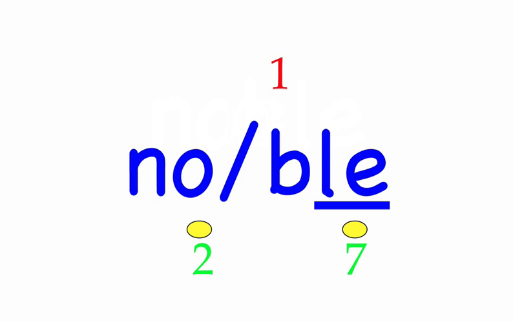LE is a vowel team. This is vowel group 7. When you have a word that ends with a consonant followed by LE, the L and E represent a vowel sound in the word, and you put the 7 under the LE team.